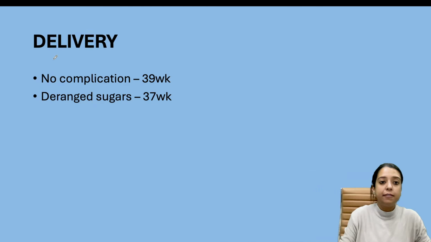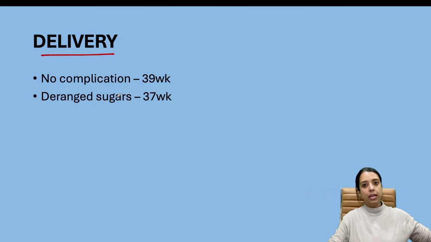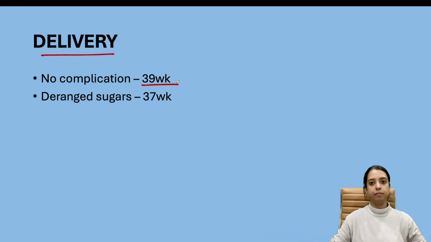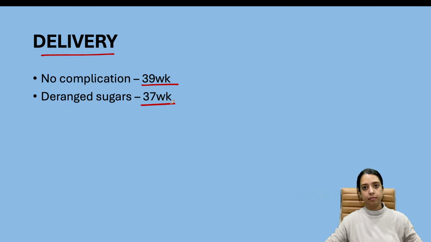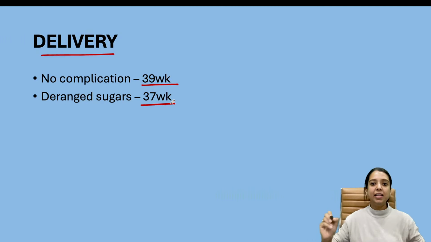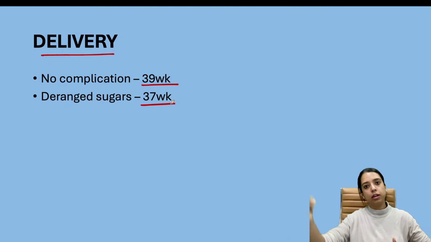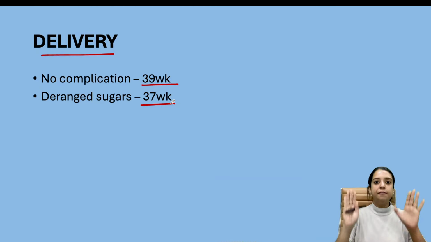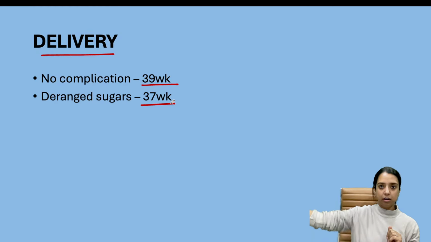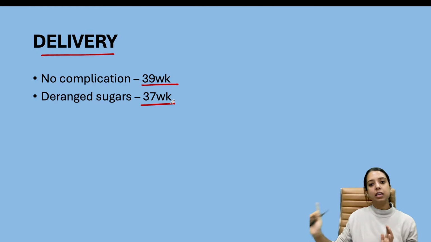Okay? Delivery of a diabetic mother or a GDM mother, if the sugar is controlled, on insulin, on metformin, if the sugar is controlled, 39 weeks. If the sugars are not controlled, 37 weeks. Okay? पहले था if controlled on diet at this gestation, if controlled on insulin, deliver at this. No. If it is controlled, deliver at 39. If it is not controlled, deliver at 37.